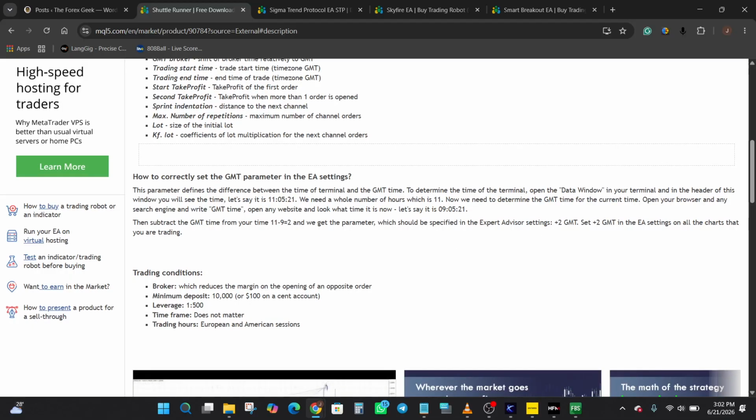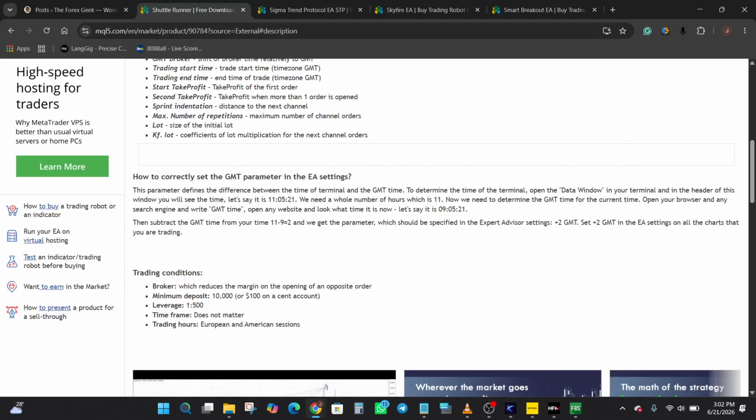The marketplace page also outlines the recommended trading conditions. The developer states that the time frame does not matter, while the preferred trading hours are the European and American sessions. Additional recommendations include a broker that reduces margin requirements for opposite positions, a leverage level of 1 to 500, and a minimum deposit of 10,000 units or approximately $100 on a cent account.